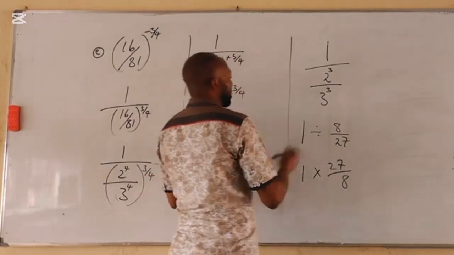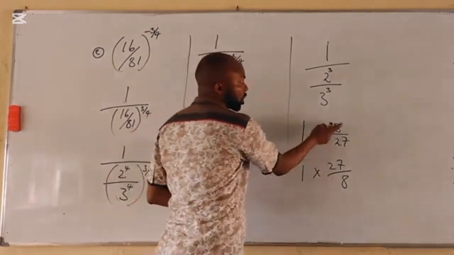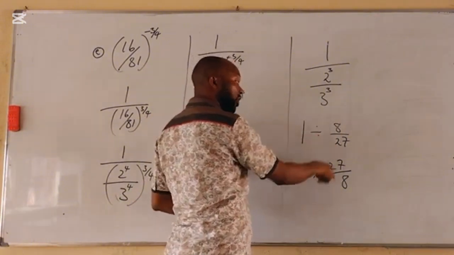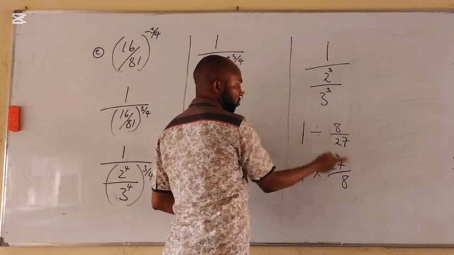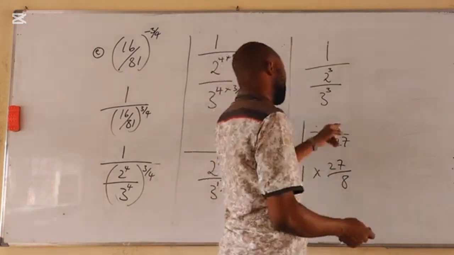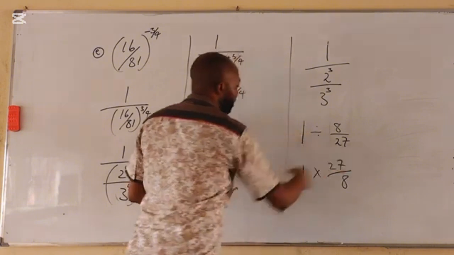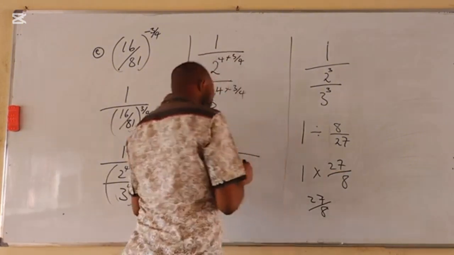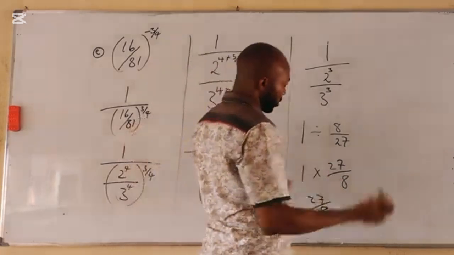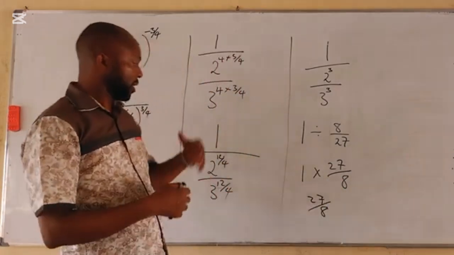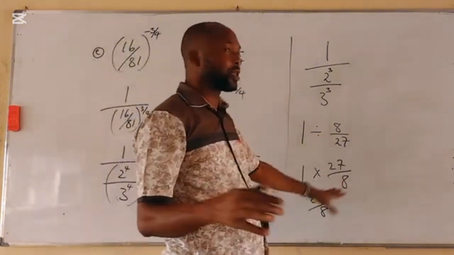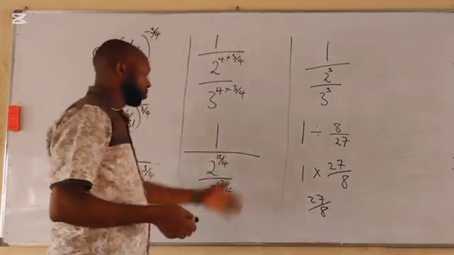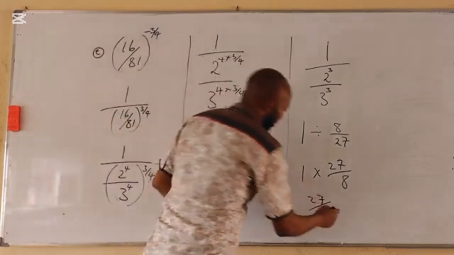Once this is changed to multiplication, the position of these numbers will also change. So I have changed it to a multiplication sign, so I have to change the positions of these numbers. The 8 goes down and the 27 goes up, and the other one comes down. So 1 times this is the same thing as 27 over 8. Okay, let's leave it. This is an improper fraction, no problems. We can leave it at that, right? 27 over 8 becomes our answer.